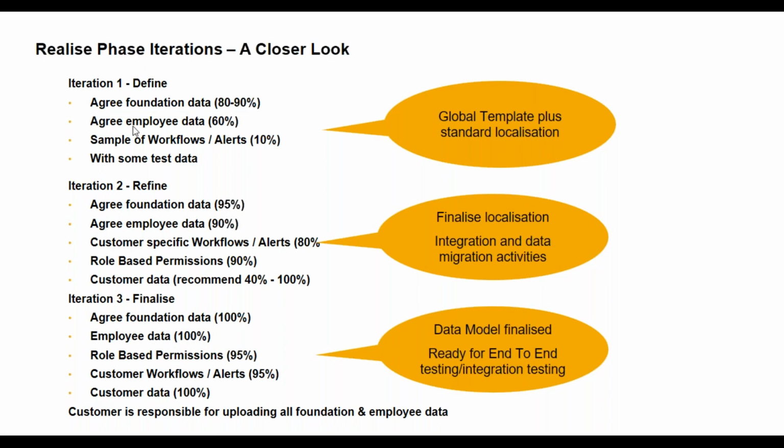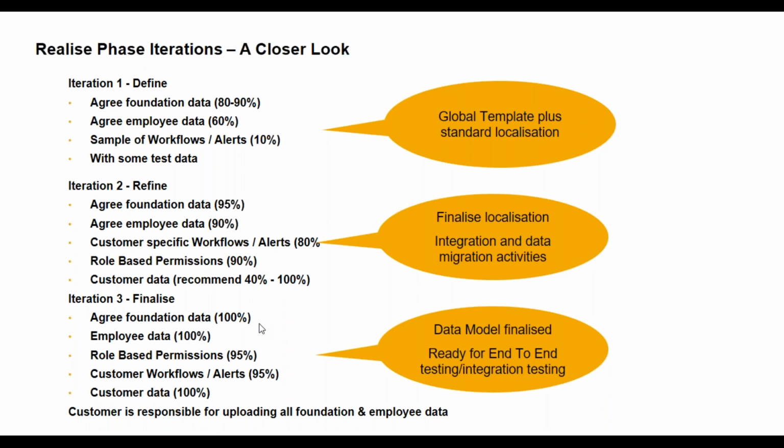So in the second iteration, your foundation object will be completely done. Employee data is also almost done. Your permissions, like who should be accessing the system, what should be visible to employees, or what employees can edit, what employees can delete, or what employees can view. So all of those RBP permissions, you'll be doing in iteration 2.